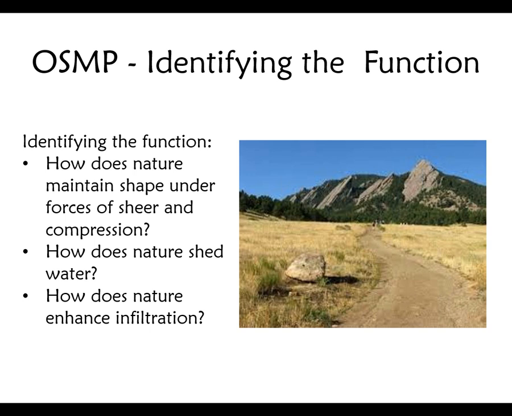So the functions we identified were: how does nature maintain shape under forces of shear and compression? How does nature shed water? And how does nature enhance infiltration? Because these are the functions a road or trail surface provides. The next step was to ask, how does nature do this? Because the function always needs to be a verb, because it is an action that nature is taking, and so humans want to take the same action.